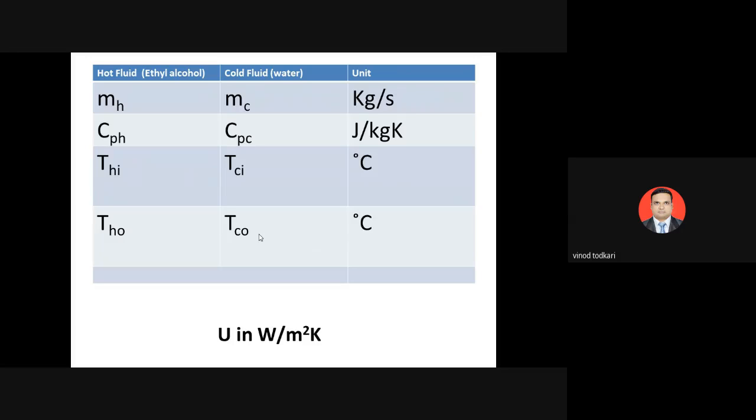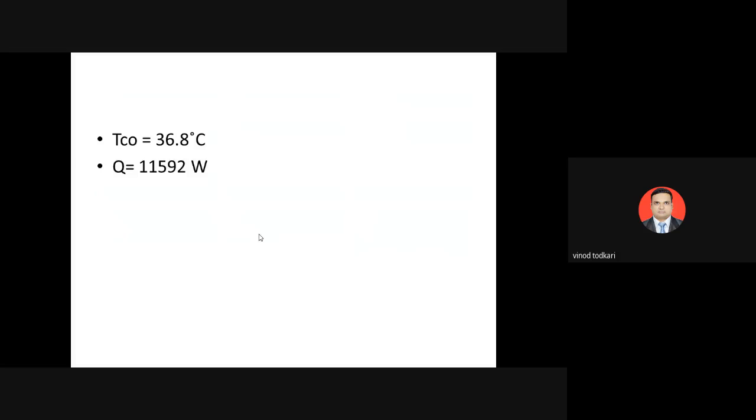mh cph (thi minus tho) is equal to mc cpc (tco minus tci). Using this, you can work out the unknown temperature. What will be the second step? In the second step, what we have to find? In the second step, we have to find Q. How can we find Q?